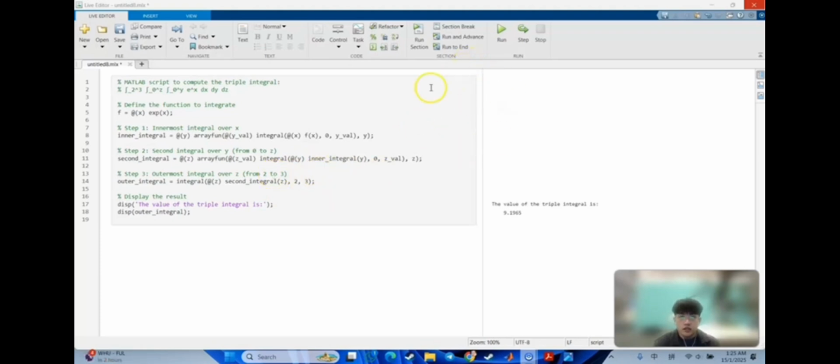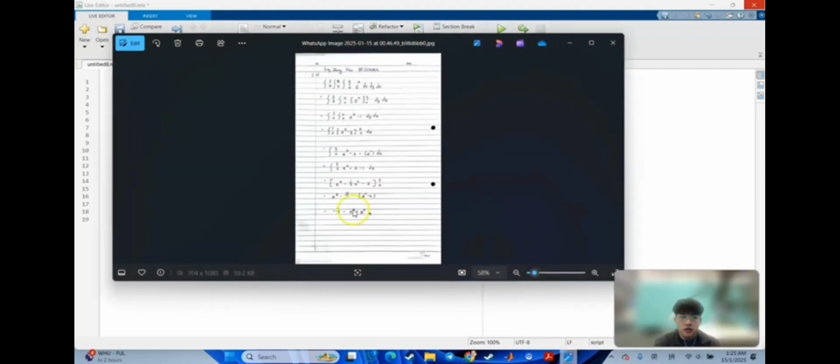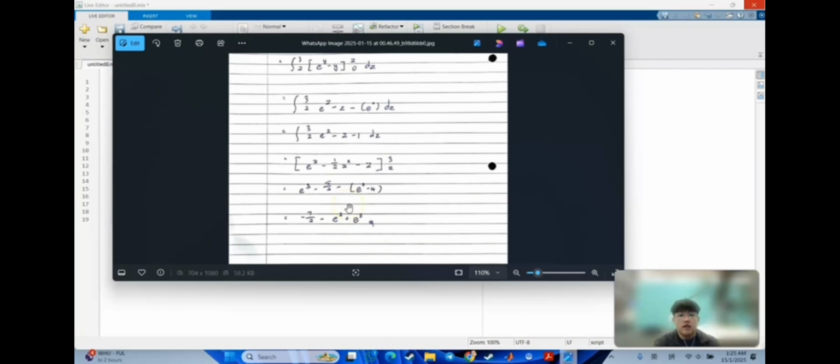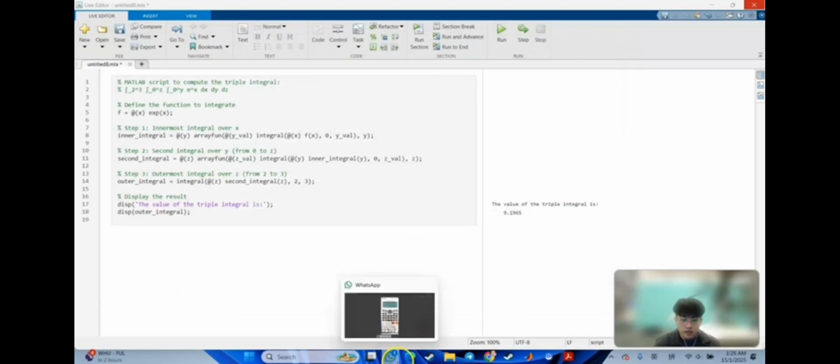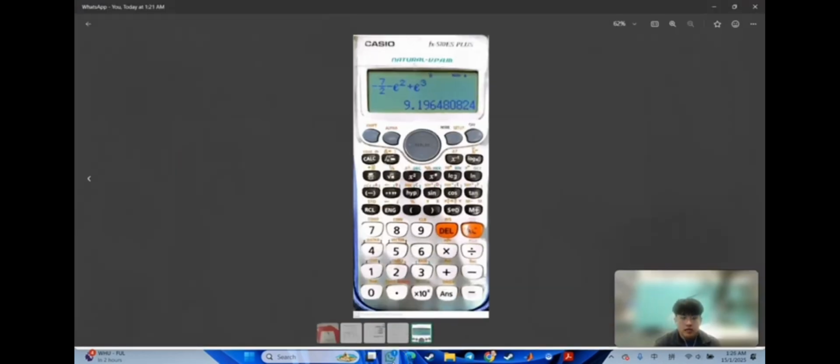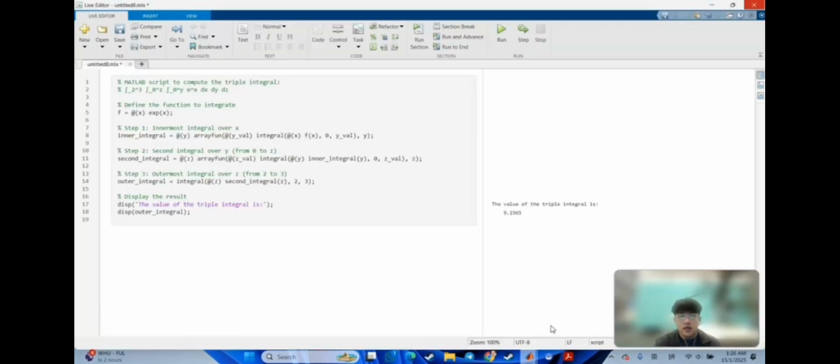After we run this code, we get the value of the triple integral, 9.1965. Based on our manual calculation, the answer is negative 7 over 2 minus e squared plus e cubed. If we type the answer into the calculator, we get the same answer, 9.1965, which is displayed in MATLAB. So this simulation is correct and it can run.